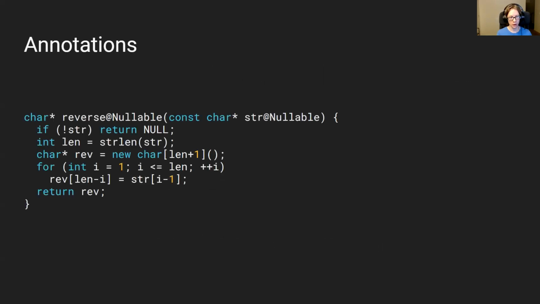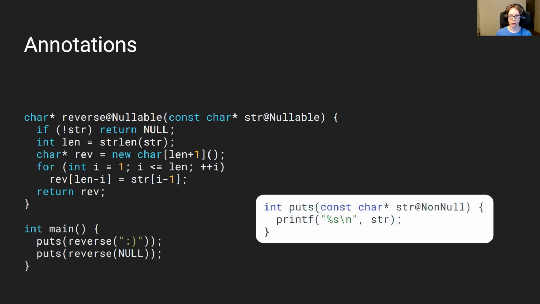We also have annotations. So notice here I've modified the reverse function. We want our analysis to be modular, meaning that we don't want to have to analyze a function multiple times. So we annotate the inputs and outputs of the function so that the analysis can analyze the function in isolation. Similarly, other functions like, for instance, puts would have an annotation saying that its parameter has to be non-null, which tells the analysis that when puts is called, if it's being passed something that could possibly be null, then we should get a static warning.